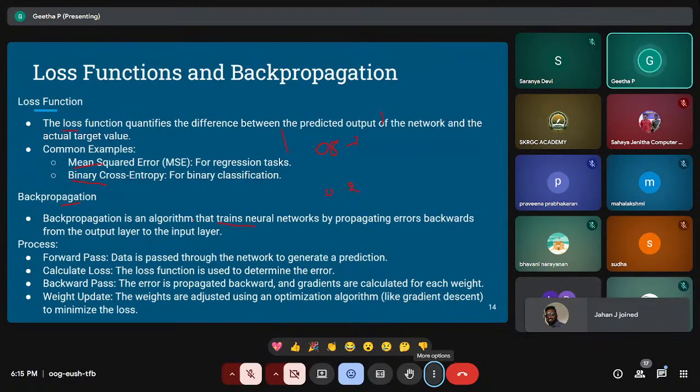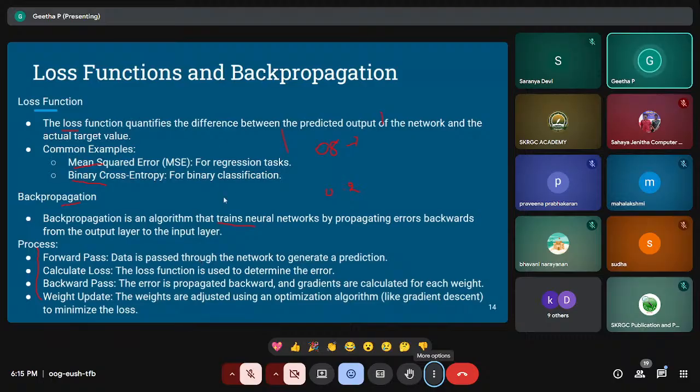The loss function measures how far the prediction is from the target. Forward propagation computes the prediction, the loss function measures the error, and back propagation corrects the error using gradient descent. So what is propagation and back propagation, and what is meant by the loss function? Here we have the process: forward pass, calculate loss, backward pass, and weight update.